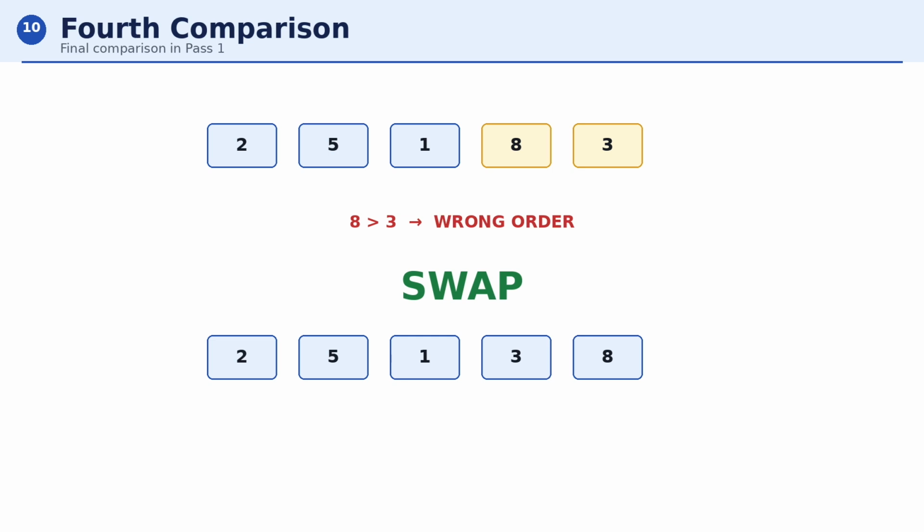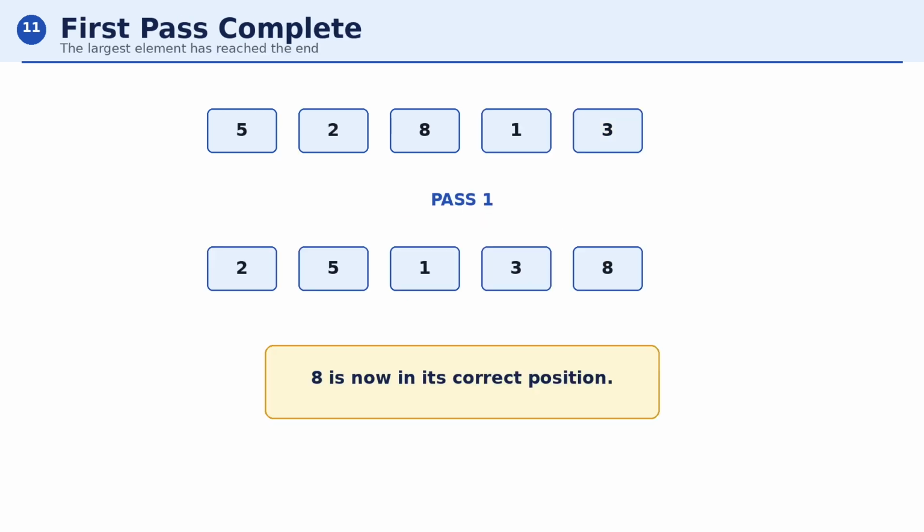This is where the name bubble sort starts to make sense. The larger element gradually moves towards the end, almost like a bubble rising to the surface. That's why we call it bubble sort. Let's stop here and understand what one complete pass achieved.